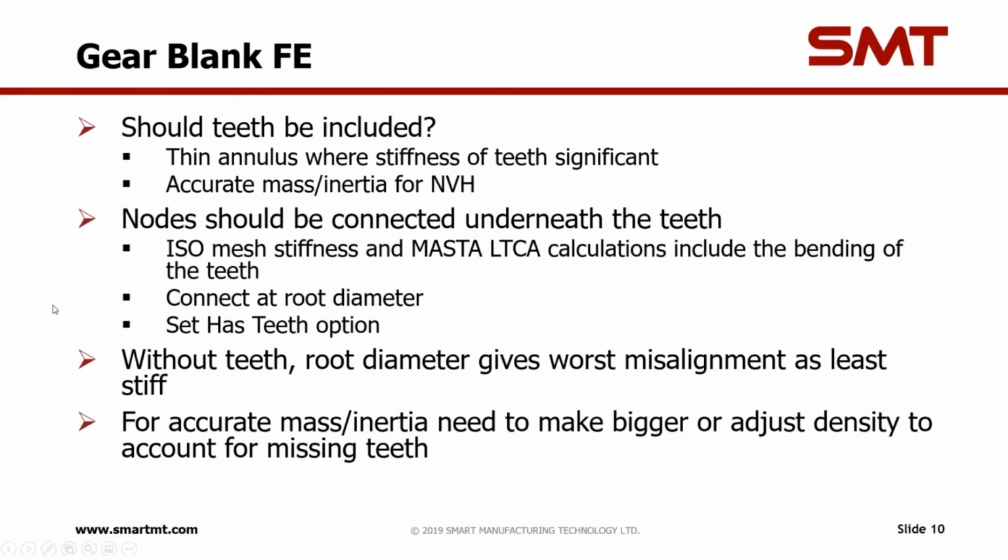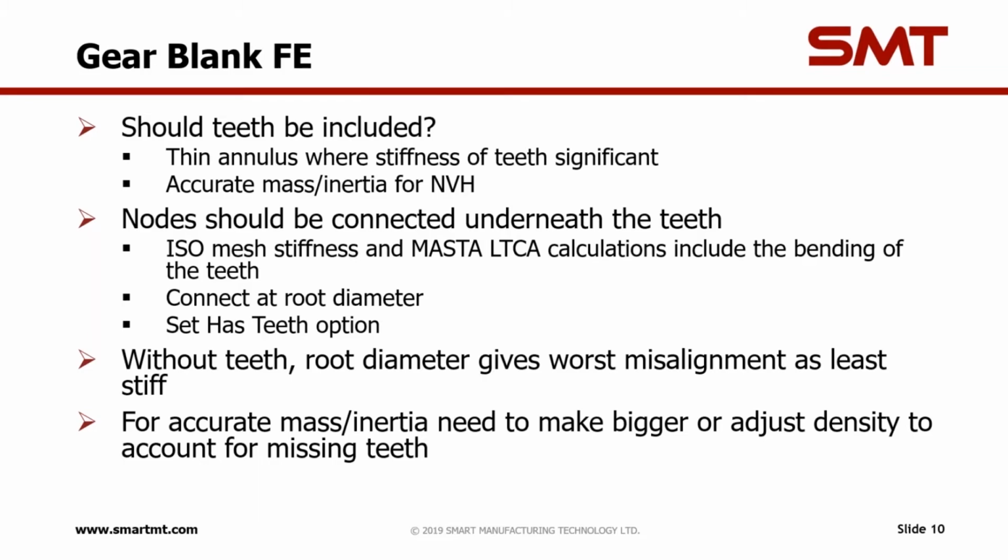So for gear blank FE, one question we often get is kind of what level of detail to model these up to. So, I mean, first of all, should we include the teeth? And if we're including the teeth or not, if we're modeling it as cylinders, what diameter should we go up to? So first of all, for teeth, there's a couple of situations where you should put these in there.